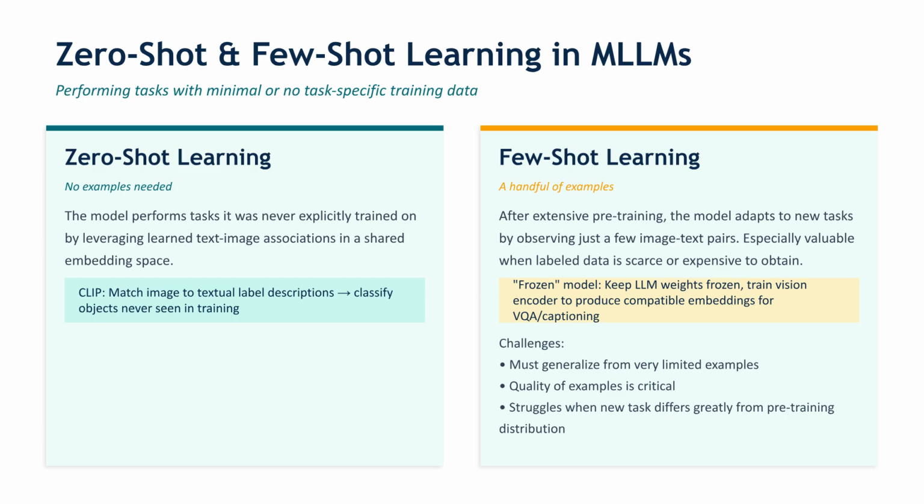Few-shot learning takes this further by allowing the model to adapt to new tasks by observing just a handful of image-text examples. This is especially valuable when labeled data is scarce or expensive. The challenges include the critical importance of example quality, the difficulty of generalizing from very limited examples, and struggles when the new task differs substantially from the pre-training distribution.